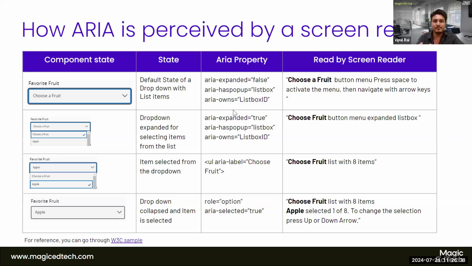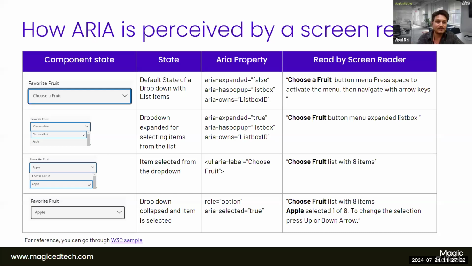So there are multiple screen reader announcements for the various states of the ARIA has pop-up property. For example, the first is the favorite fruit, which has a drop-down of choose a fruit with a number of list items present, in the default collapsed state. Here the properties we'll be using are ARIA expanded set to false, ARIA has pop-up set to list box, and ARIA owns set to the list box ID. The screen reader will announce it as choose a fruit button, menu, press space to activate the menu, then navigate with the arrow keys.